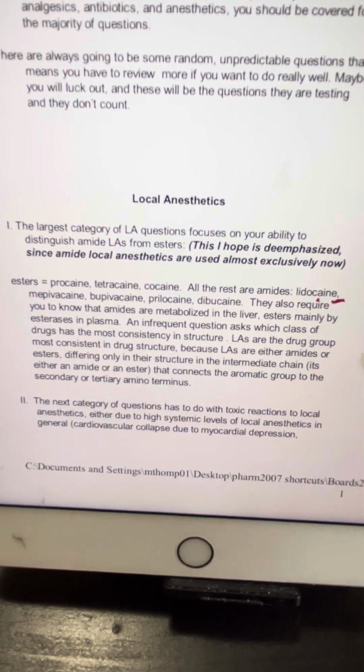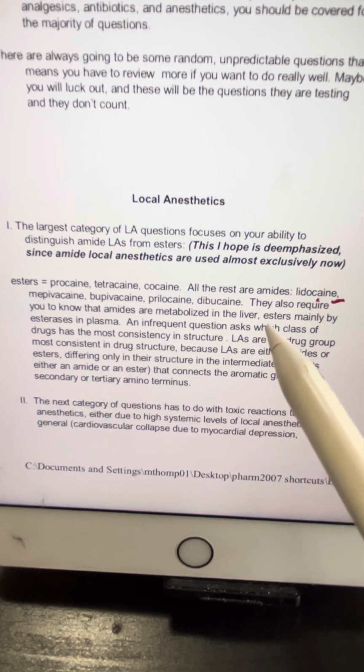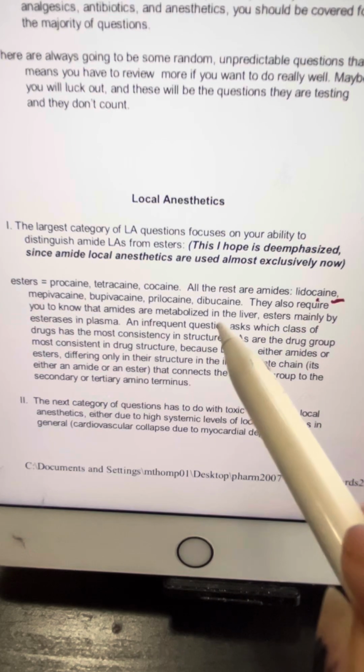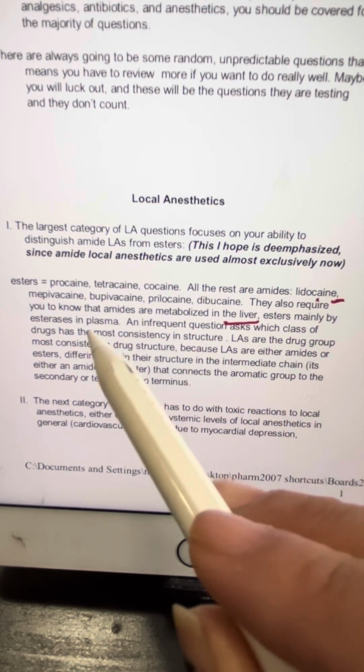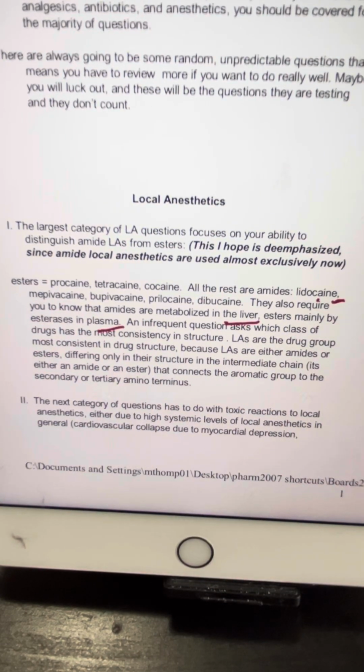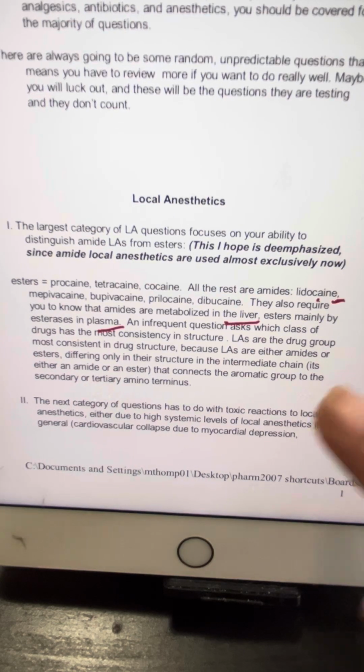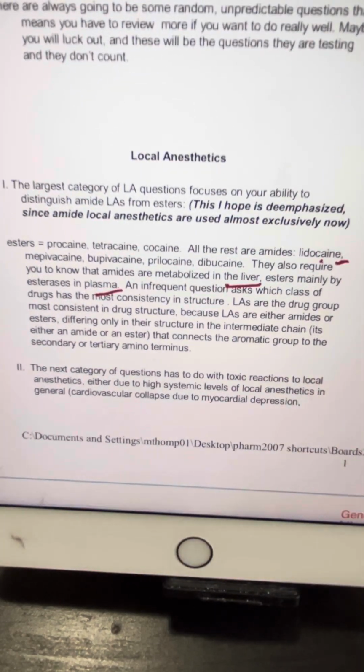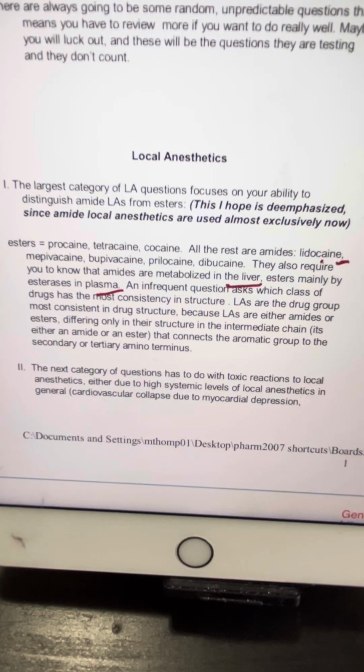And then the amides are metabolized in the liver, whereas esters are metabolized by plasma esterase. And another thing which is asked is whether the drug is amide or ester. So first question, we must know which one is amide and which one is ester. You don't need to remember all the names. Just remember amides are metabolized in the liver and they have I and caine, whereas esters are only caine.